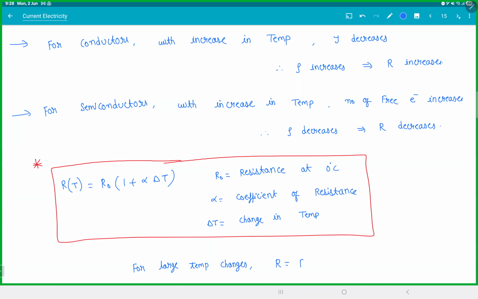R becomes R naught into 1 plus alpha delta T plus beta delta T square. You start getting higher terms. We actually ignore them for small temperature changes, so it won't be a linear function. But at an NCERT mains level, just stick to the linear function.